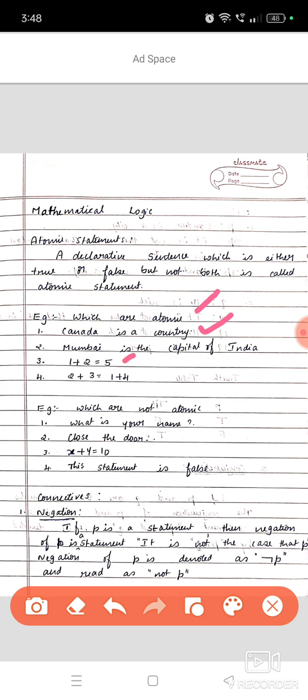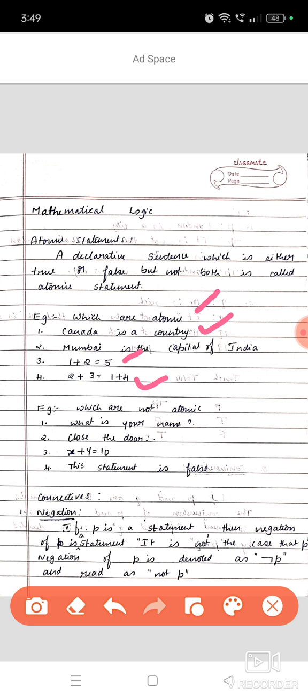Next, 1 plus 2 is equal to 5. 1 plus 2 is 3, which is not equal to 5, but it is given that 1 plus 2 is equal to 5. This sentence is always false. Therefore, the sentence is an atomic statement. And also, 2 plus 3 is equal to 1 plus 5? We know that 2 plus 3 is equal to 5, and 1 plus 4 is also equal to 5. Both are equal. Therefore, this statement is true. It has only one truth value, true. It is always true. Therefore, this sentence is an atomic statement.